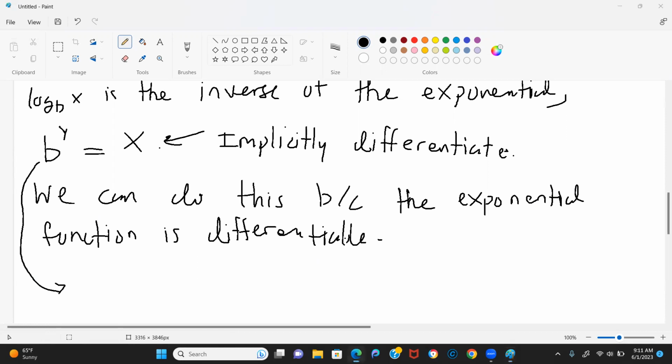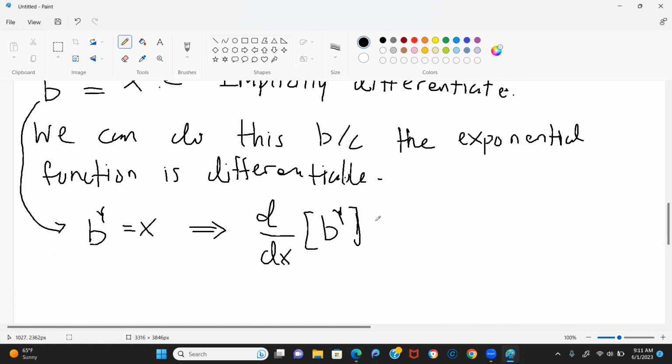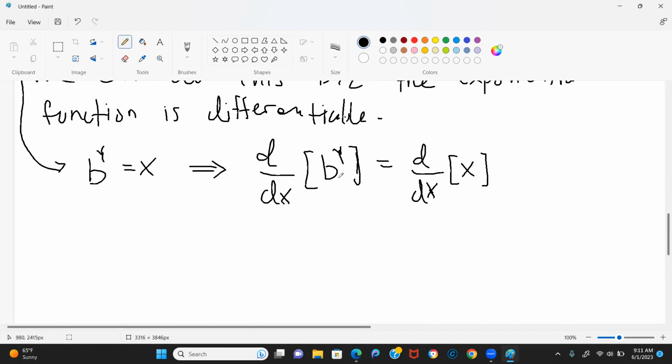And so what you get when you do that is, well, we have b to the y. So we have like a composition here. Let me write the equation down here and then I'll differentiate it. We're going to differentiate this equation. The right hand side is pretty easy. If you take the derivative of x with respect to x, you just get one. That's just the power rule.